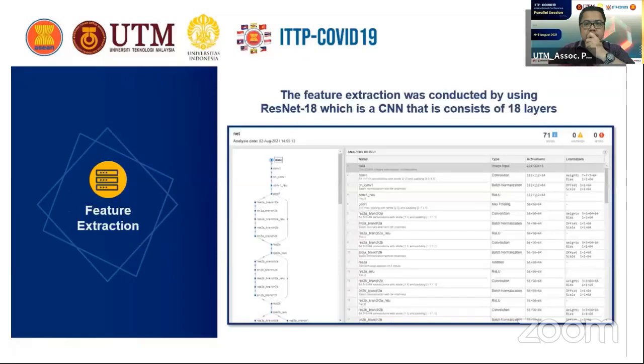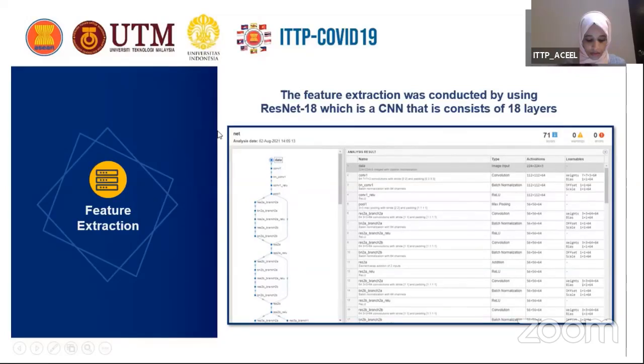For the feature extraction, we will use the ResNet 18 algorithm, which is a convolutional neural network. It's a pre-trained algorithm. It consists of 18 layers. Here is the analysis of the algorithm. After we extract the features from the dataset, they will be saved as vectors in another database, each one with the corresponding label, and we use SVM for this training.